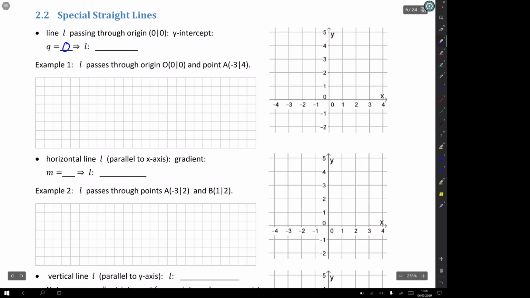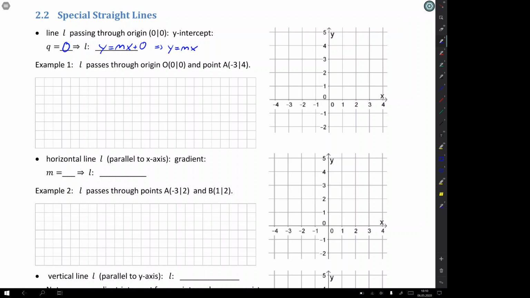So our line equation in gradient intercept form is y equals mx plus q. The q is 0, so it simplifies to y equals mx.